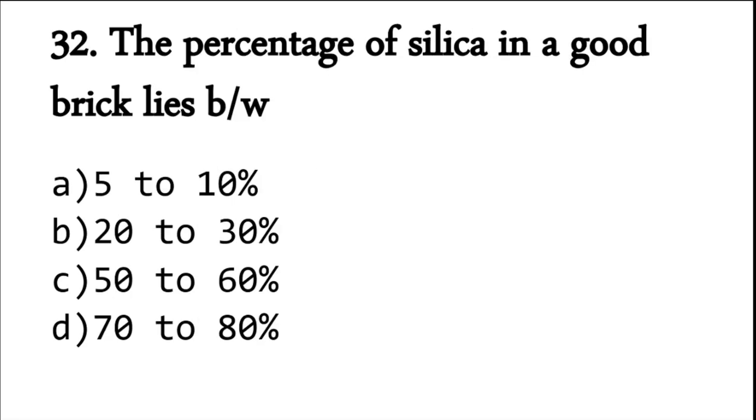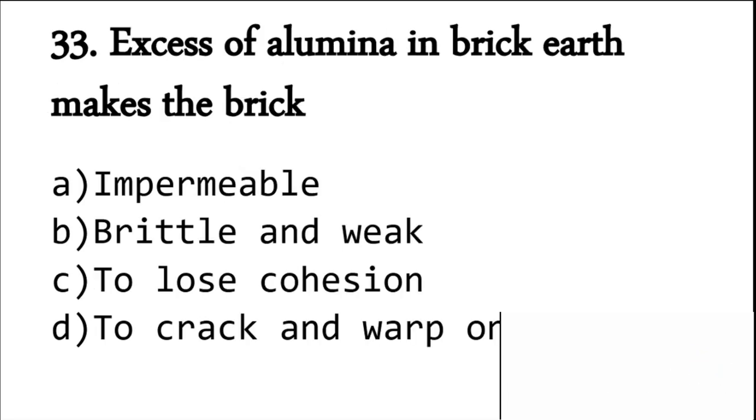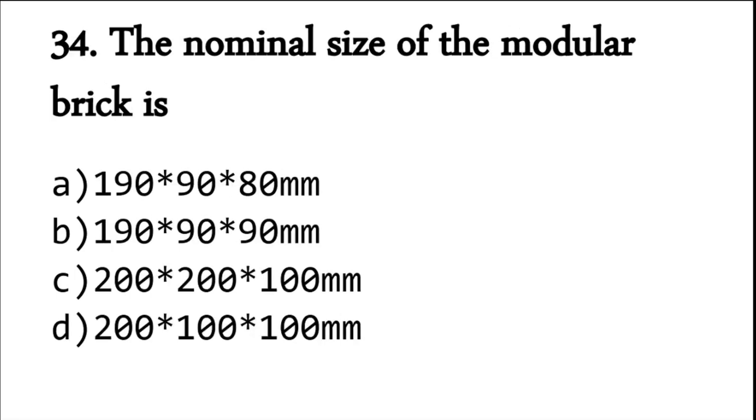The percentage of silica in good bricks lies between 50 to 60%. C is the correct answer. Okay, excess of alumina in brick earth makes the brick crack and warp on drying. D is the correct answer. The nominal size of the modular brick is, so in nominal size we have to increase 10 mm on each side, so 200 cross 200 cross 100 mm is the size of the nominal brick, which is D. D is the correct answer, right?